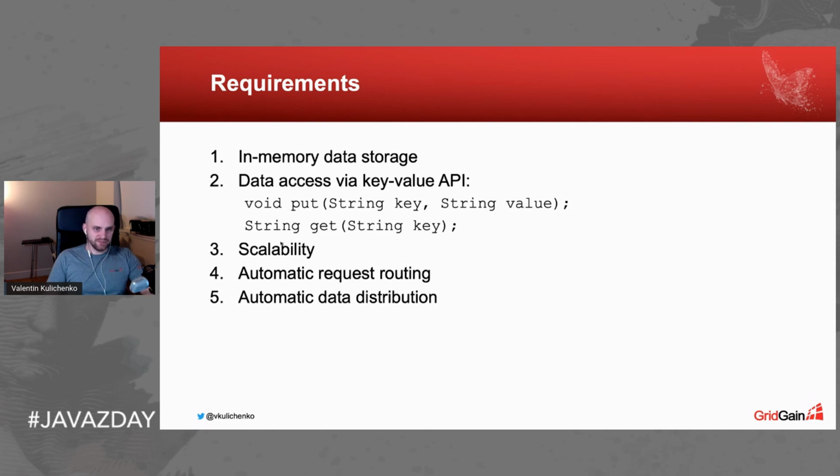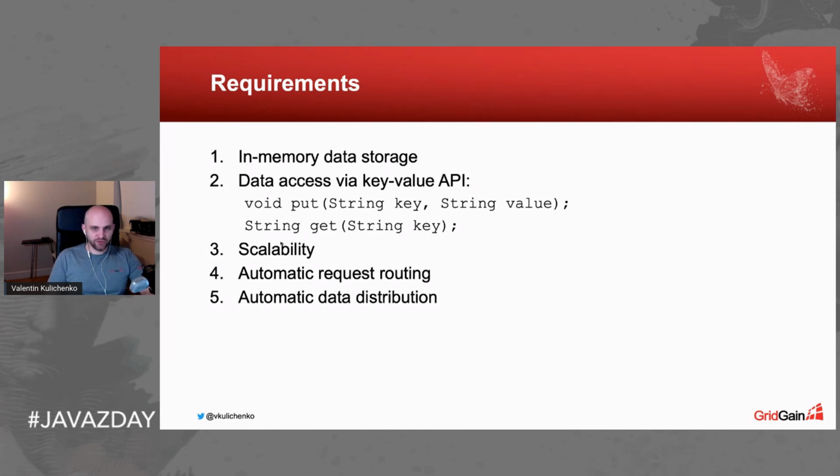Again, different databases provide different APIs: key-value, SQL, different compute capabilities and whatnot. Again, I'm sticking to simple things here. So I'm just doing a key-value API with only two methods: put for writing the data and get for reading the data. And I will only work with string data types, again for simplicity, not to worry too much about complex serialization protocols and whatnot. The third requirement is scalability, which of course is the requirement for distributed systems.